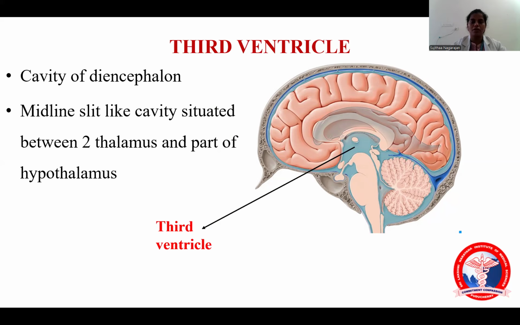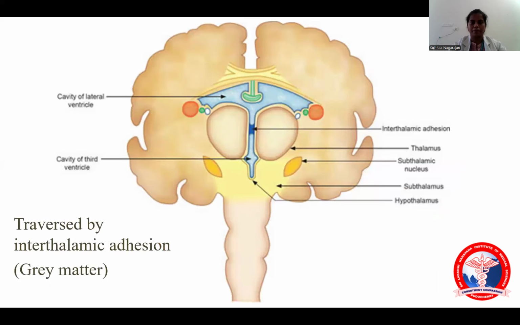So we can remember it like starting with the letter T. So between two thalamus is the third ventricle, which also starts with the letter T. Now we can see in this picture the two thalamus, and in between the two thalamus, this blue colored structure is the third ventricle. Now we can also see the third ventricle is traversed by the interthalamic adhesion. These interthalamic adhesion fibers are gray matter.